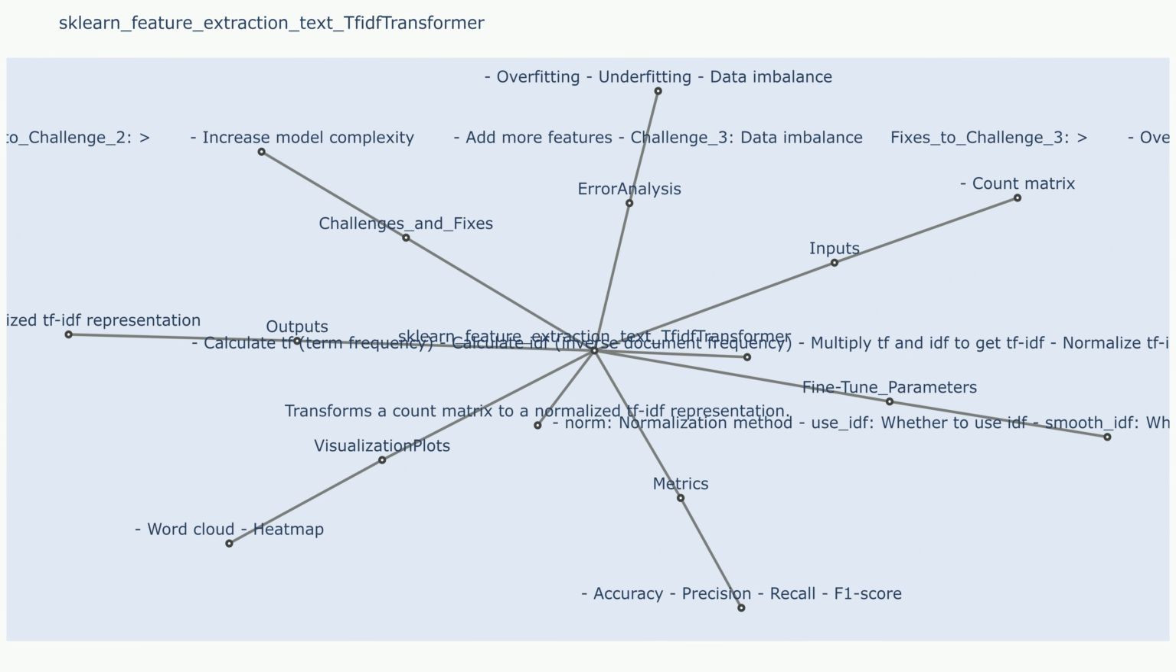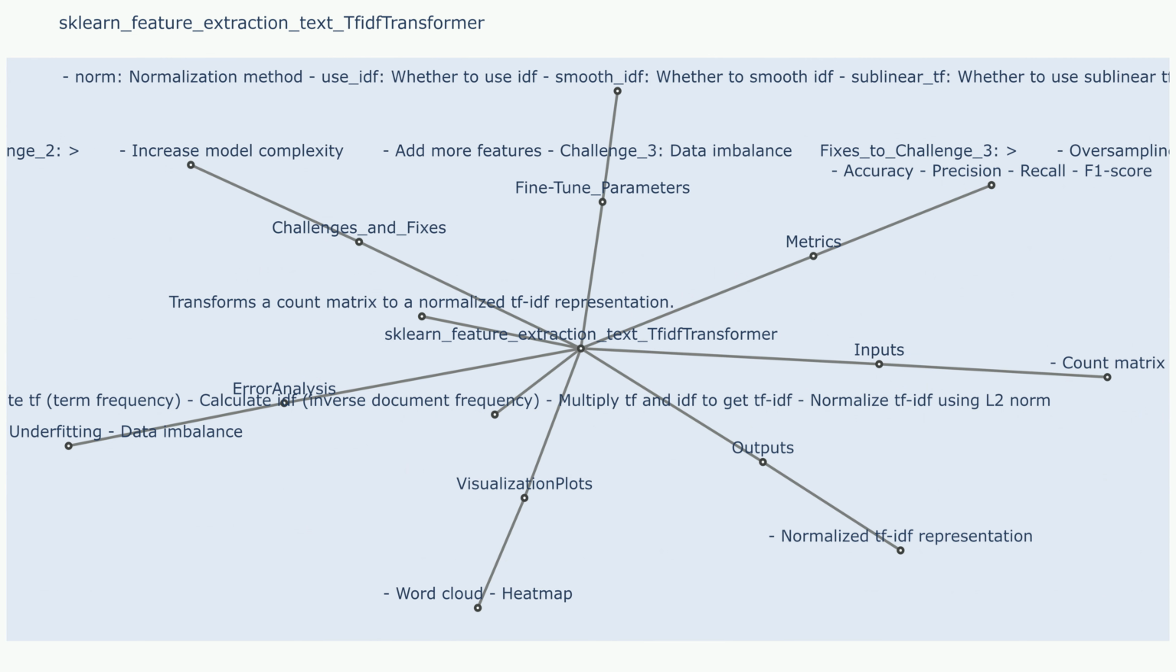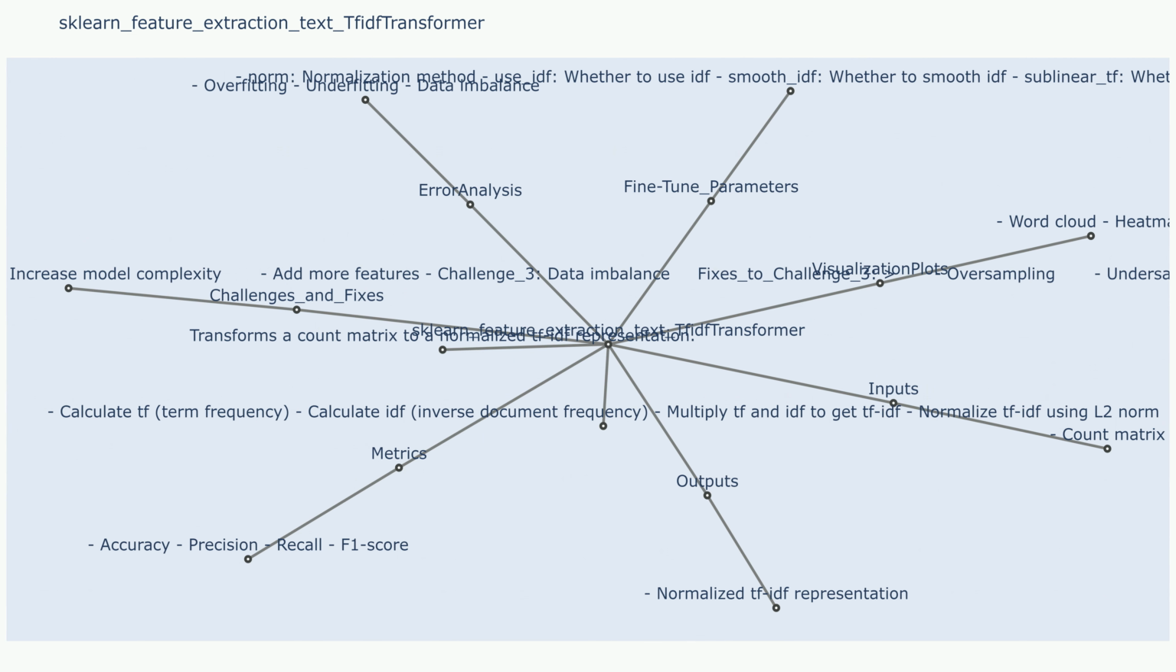Fixes to Challenge 1: Dimensionality reduction techniques. Methods like principal component analysis (PCA) or singular value decomposition (SVD) can be used to reduce the dimensionality of the TF-IDF matrix by identifying the most important features. Feature selection. Only keep the most informative features based on criteria like information gain or chi-squared statistics.